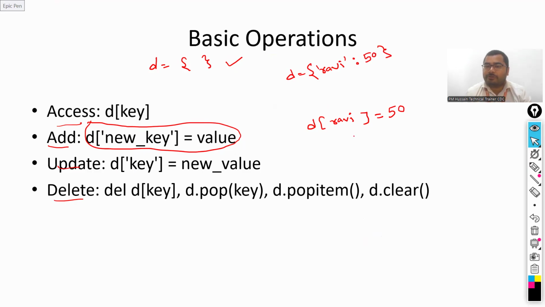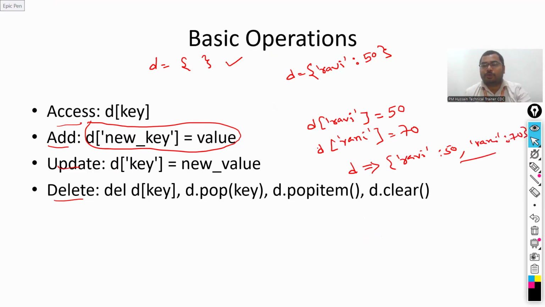If you want to add one more element, D of Rani, so these are strings represented with quotations, is equal to 70. Now two elements are added. After these two, the dictionary will be like this: with Ravi as a key, value will be 50, then with Rani as a key, value 70. A dictionary is created with two elements. So this is the way to add elements to the dictionary.